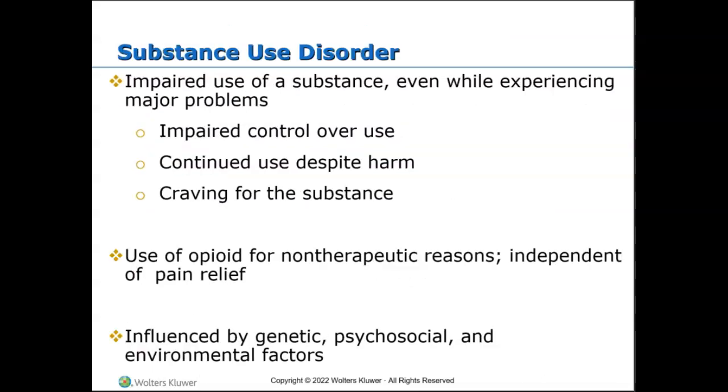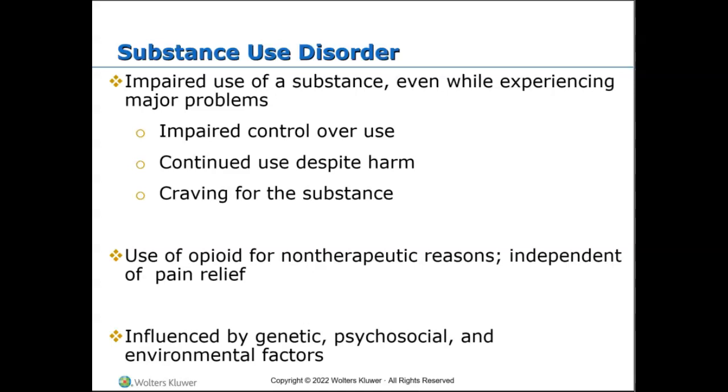Substance use disorder is when there's an impaired use of a substance, even while experiencing major problems. So they continue to use it despite it harming them, or they have a craving and all of that, right? Or they're using opioids for non-therapeutic reasons, right? So not to relieve pain, but for other reasons, right? And it can be influenced by genetic, psychosocial, and environmental factors, right?